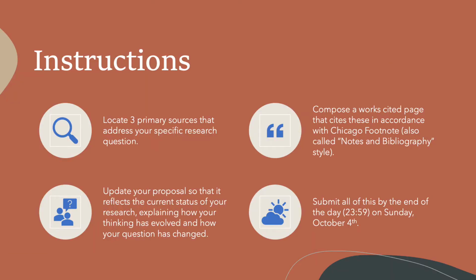The instructions for part 3 of the research project are as follows. First, you need to locate 3 primary sources that speak to the research question you've raised. Second, once you have those 3 sources, you need to compose a works cited page that is just like the one that you submitted as part 2 of this project, your secondary source bibliography, in accordance with Chicago footnote style, or sometimes also called notes and bibliography style.